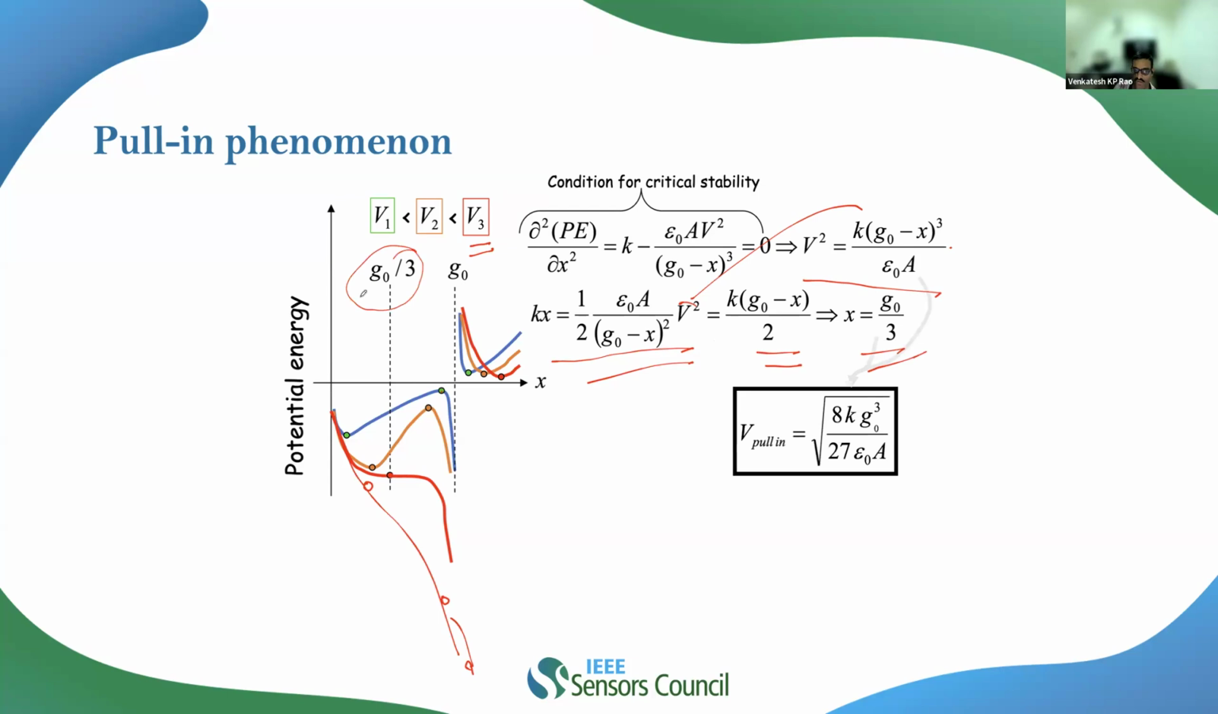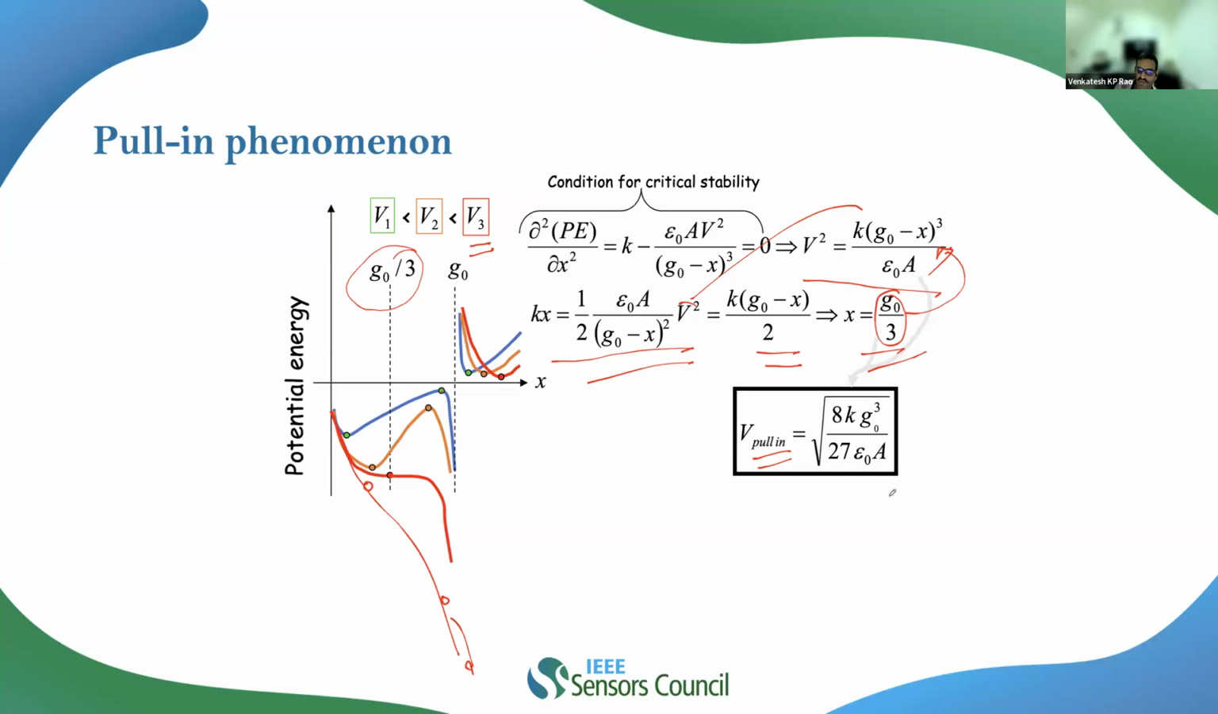Now, if you substitute x equals g naught by 3 into this expression, you can get the pull-in voltage expression, which comes out to be pull-in voltage equals square root of 8k g naught cubed over 27 epsilon naught A.